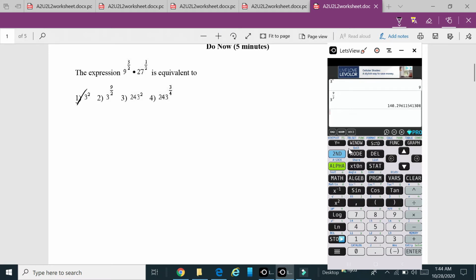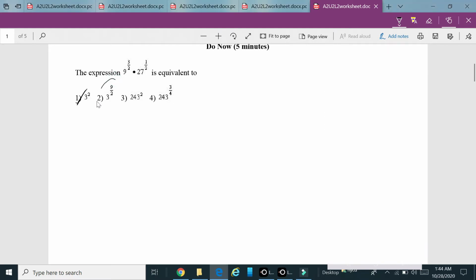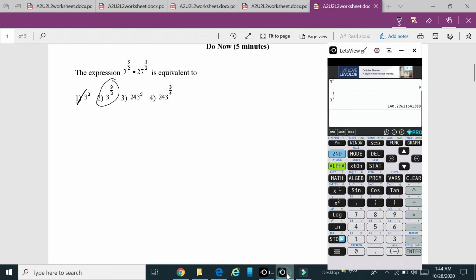And then it's 140.296115. And then I'll scroll back up. On your phone, use your finger because it's a touchscreen. So those numbers match. So likely the answer would be choice 2. But I'm not a believer until I see the other choices.